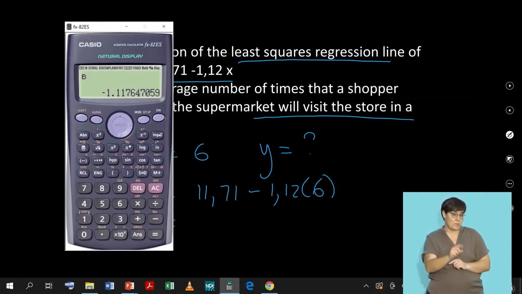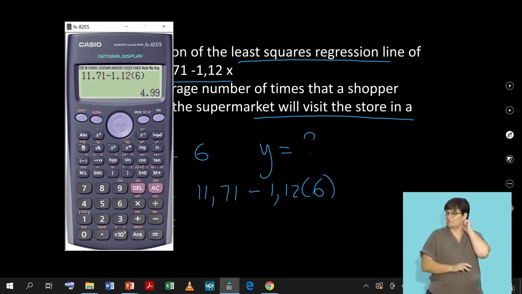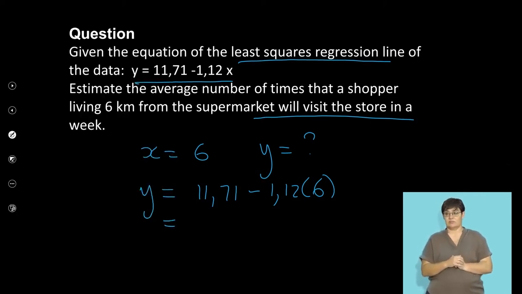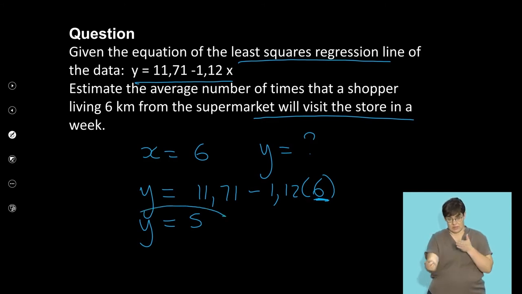I'm going to use my calculator to do that, and let's see what we get. I'm going to clear that. 11.71 minus 1.12 bracket 6 equals 4.99, which actually gives me 5. So what does that mean? If I live about 6 kilometers away, on average, I'll visit the shop 5 times per week. Are we together? Makes sense, okay?